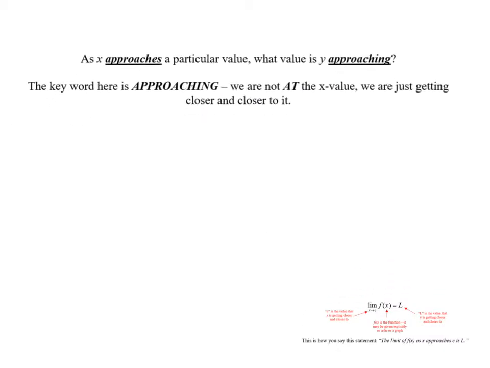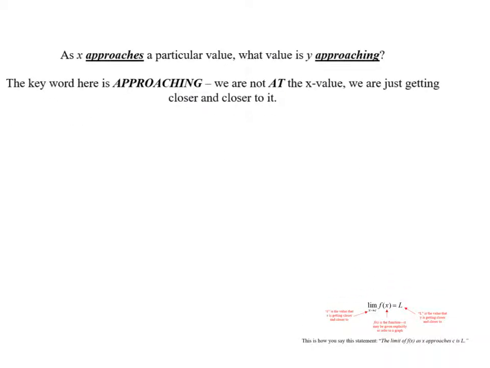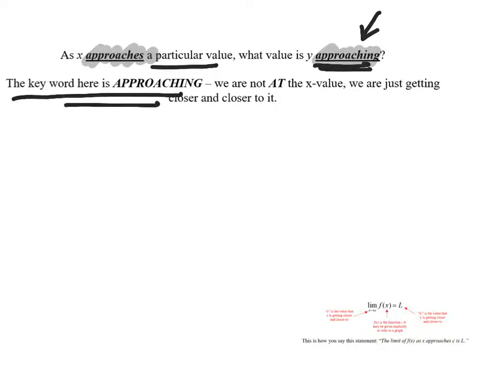The first thing we find out is how important the word approaching is. You can see it here and you see it here. And it is at the heart of the definition of what a limit is. So it says, as x approaches a particular value, what is y approaching? Again, focus on the word approaching. That is the key part of this. It's not where actually we are physically at as an x value. It is what we are approaching.